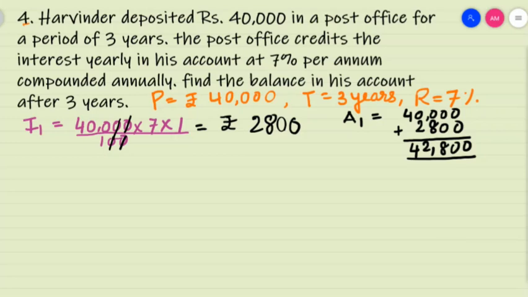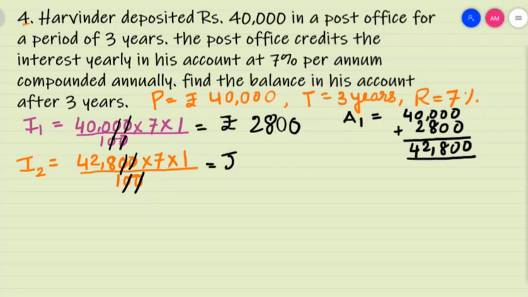Now in the second year, when the post office will give interest on this particular amount, 42,800, let us calculate the interest for the second year. The interest will be calculated on 42,800. This will be the principal amount, multiplied by 7 for the next year, 1, divided by 100. So see, 2 zeros again cancel. Now you are left with 428 multiplied by 7.